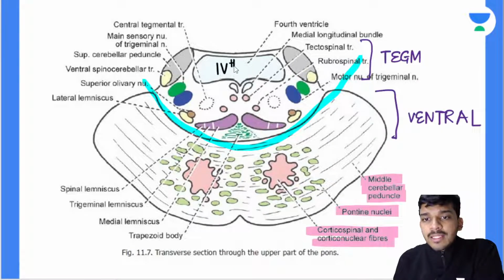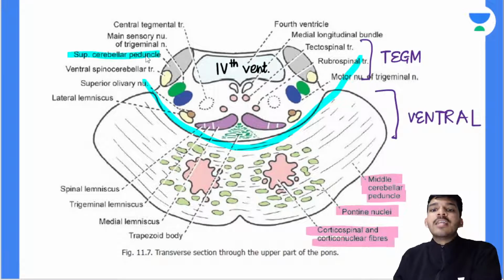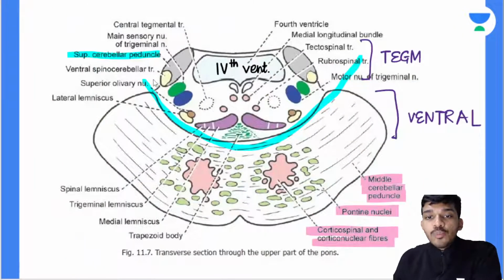Now you can see that the fourth ventricle has been closed off by the roof of the fourth ventricle. Okay, not going into those details, but on the sides of the fourth ventricle, you can now appreciate the superior cerebellar peduncle, right? Here you were able to see the inferior cerebellar peduncle. This was the inferior cerebellar peduncle at the level of the lower half. At the level of the upper half, you can make out the superior cerebellar peduncle, right?